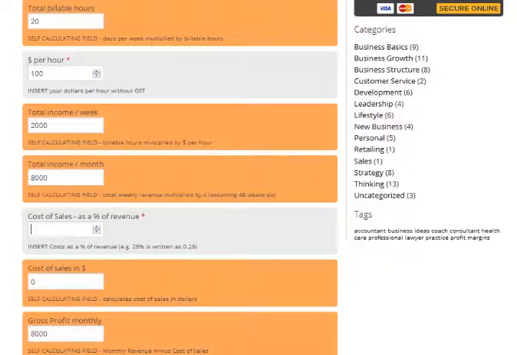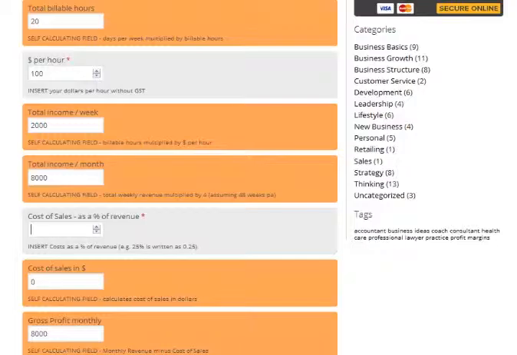Let's scroll down. Cost of sales is your percentage of revenue. Now, sometimes it will cost you money to earn money. So what I mean by that is if you had to pay license fees, franchise fees, if you could only earn money by going to a client or having a particular thing that you need to pay for and you can't make the sale unless you've got that, then that has to be included in your cost of sales.